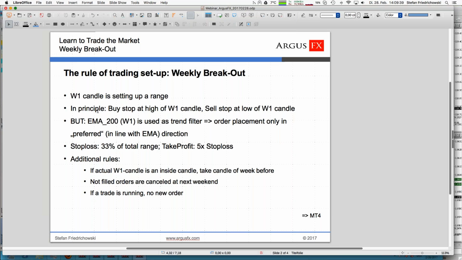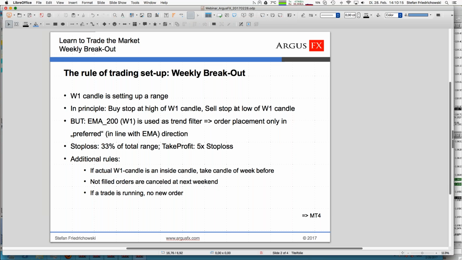So what does it mean? It means that the W1 candle has a high, and we place a buy stop at that high of that weekly candle, and we place on that low a sell stop order on that W1 candle as well. So in principle, we would have two orders, one buy stop, so towards north, and the other one towards south, as a sell stop order for those limits.